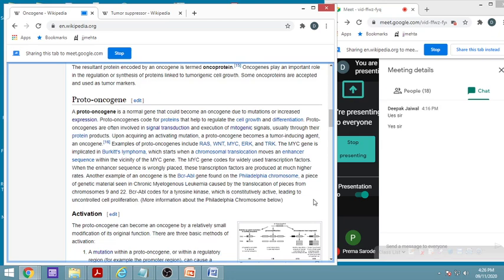Another example of an oncogene is the BCR-ABL gene, which is very popular and is found on the Philadelphia chromosome. It is a piece of genetic material seen in chronic myelogenous leukemia, which is caused by translocation of pieces between chromosome number 9 and 22. BCR-ABL codes for a tyrosine kinase which is constitutively active, and it leads to uncontrolled proliferation. So there are many such agents, many such examples.